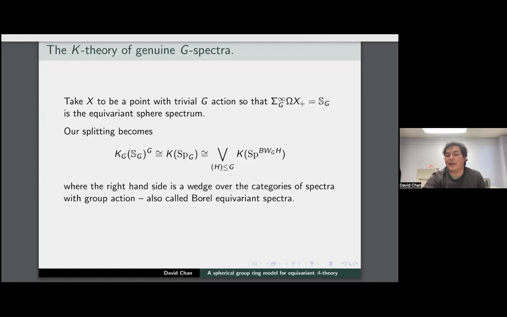So the K-theory of genuine G spectra has this splitting as the K-theory of Borel G spectra. And I should say this is not due to us. This was already observed by Maxime Ramzi. It maybe predates this, but this is the first place we've seen it. It exists as some notes on his website. But our splitting takes this and generalizes it to more rings than just the sphere spectrum.